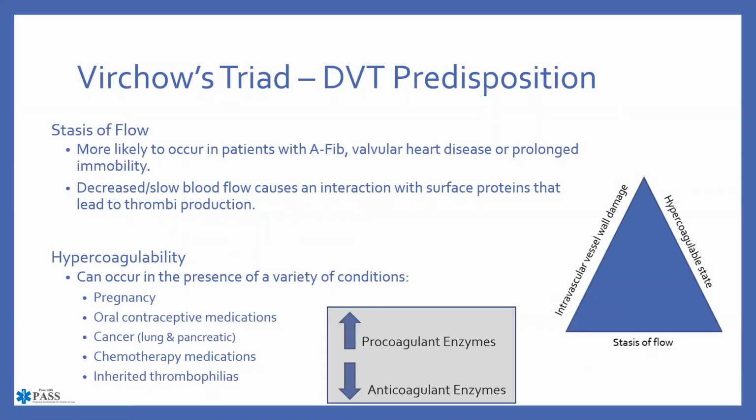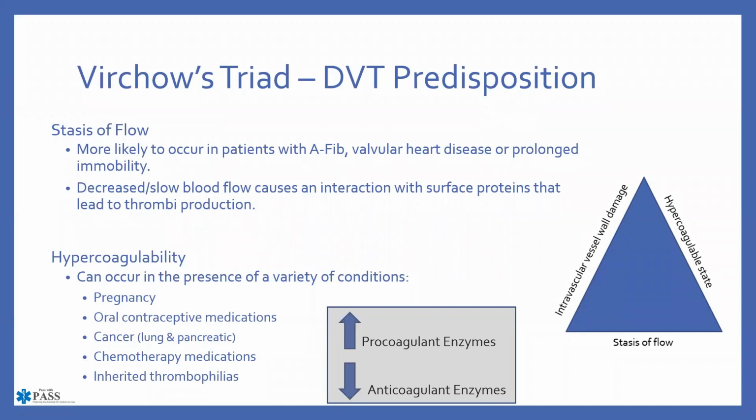All right, and then stasis of flow, the other side of the triangle or the bottom side of the triangle, is more likely to occur in patients with atrial fib, anyone that has a valvular heart disease, or prolonged immobility. And then decreased blood flow here causes an interaction with surface proteins that lead to thrombi production. So we know that these are all done from chemical mechanisms inside the body.